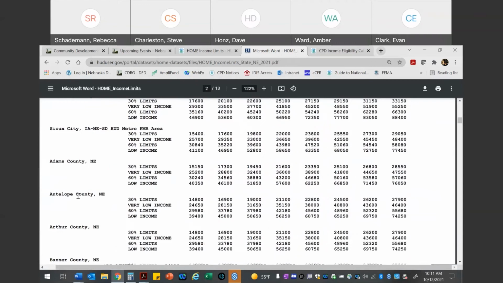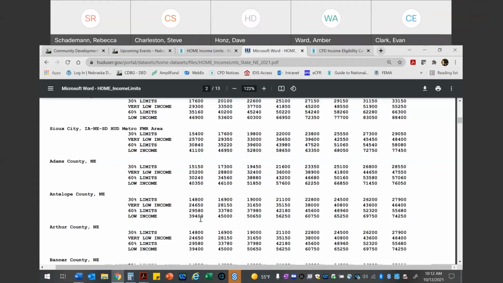Okay, so for Antelope County, you would be using low income here, and this is your 80% income. So if you find an applicant who's applying for an owner-occupied rehab project, and they're a single person in that household making $40,000, they would not be eligible to participate in the CDBG owner-occupied rehab program. We do at the Nebraska Department of Economic Development have other programs that assist people above 80%, but for the CDBG program, they have to be 80% or below.